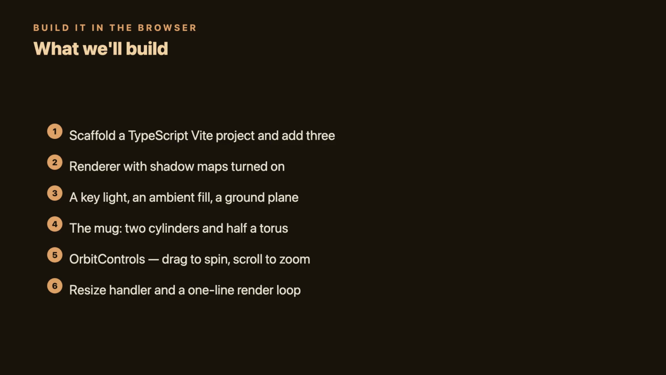The plan is 4 parts. A renderer with shadows turned on, a couple of lights, and a ground plane to catch them. The product itself, built from a cylinder and half a torus, and OrbitControls, which is the whole demo in 4 lines.